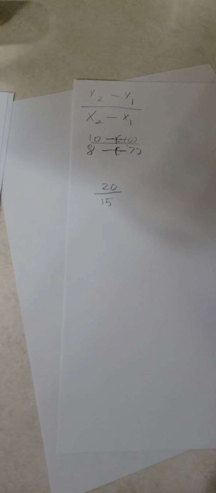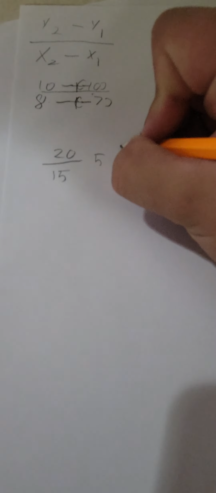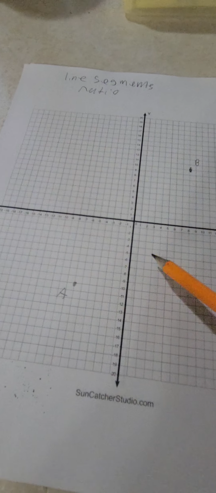Now we could leave it like this. However, we want as many points on the graph as we can form. So what is a common divisor of both of these? That would be 5. So you divide 20 by 5 to get 4, and 15 by 5 to get 3. So this would be our slope, 4 over 3. So it's stating from A, we would go up 4 on the y-axis and over 3 on the x-axis.